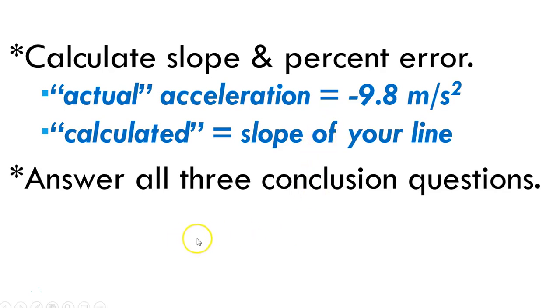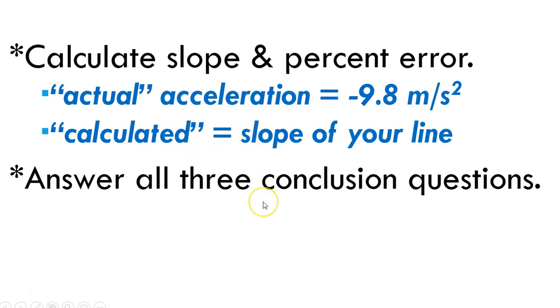After you do that, you're going to answer all 3 of those conclusion questions. Number 1 asks about the velocity of the ball at its maximum height. Well, you've already figured that out. It's 0. The second question, acceleration of the ball at its maximum height, is whatever you calculated. It's the slope of that line.